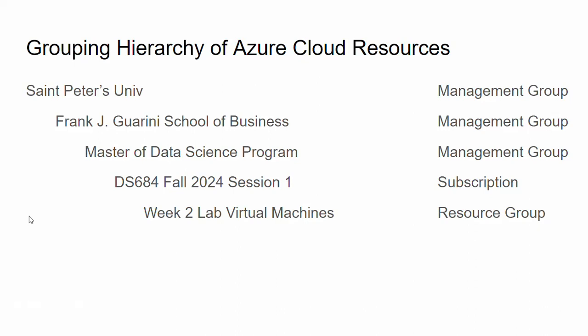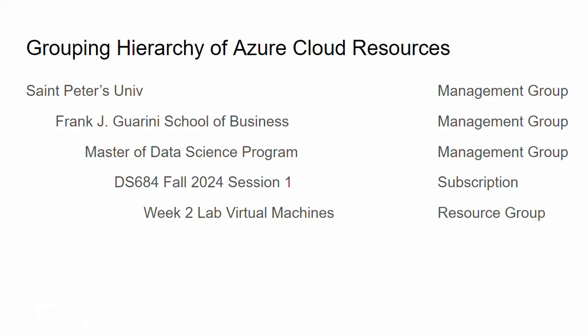Then on top of that, there's this subscription, DS684 for 2024 session 1. Each class session has a budget. And this budget can be spent on different things. One of these is this Azure subscription, right? This Azure subscription maps to one spending, which is the Azure cloud spending for teaching. That's why you have the subscription. Then on top of that, there's the school hierarchy: the master's data science program, the school of business, and the university, 3 levels.